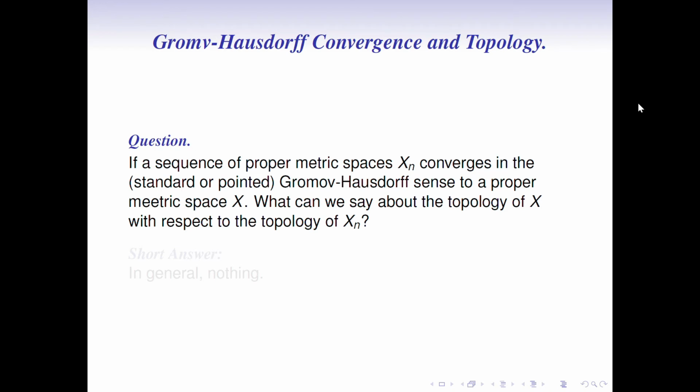Recall that a proper metric space is a space that satisfies the Heine-Borel theorem, that is, every closed and bounded set is compact. Gromov-Hausdorff convergence is designed to work with these kind of spaces. I will start with a very simple and general question. If we have a sequence Xn of proper metric spaces converging to a space X in the Gromov-Hausdorff sense, what can we say about the topology of X, the limit space, with respect to the topologies of the elements of the sequence? As many of you know, the short answer is almost nothing.